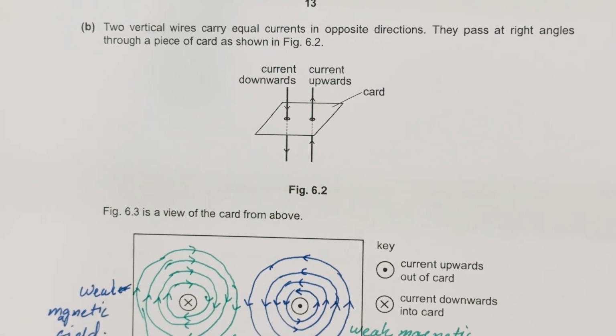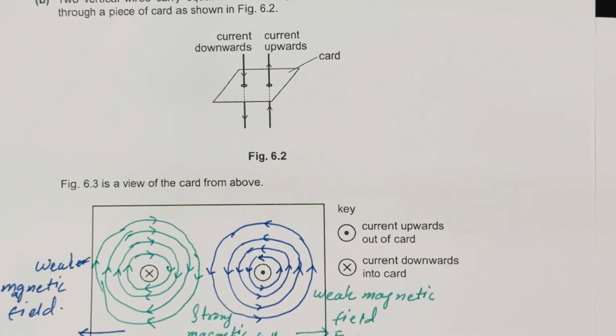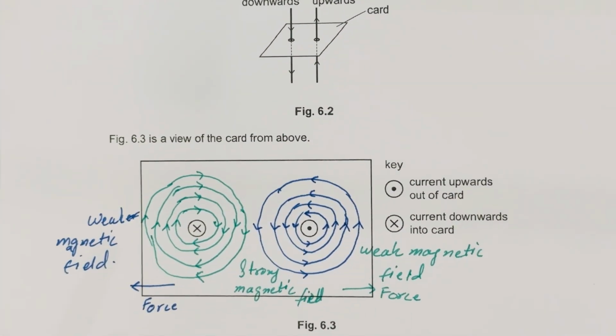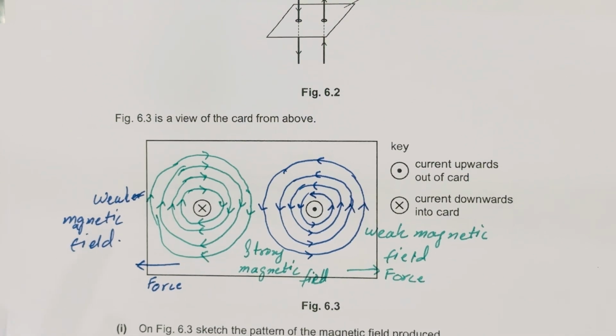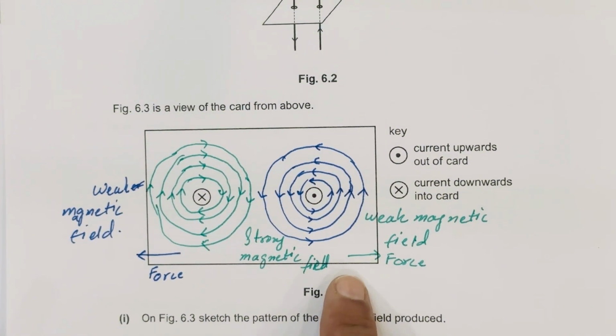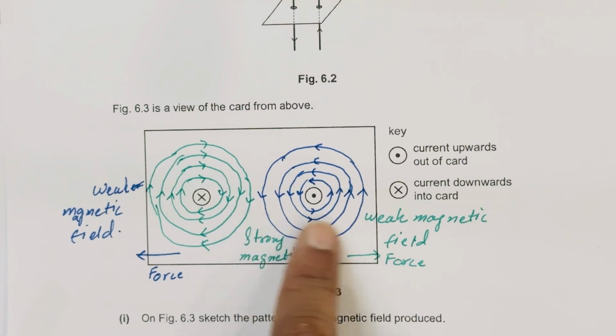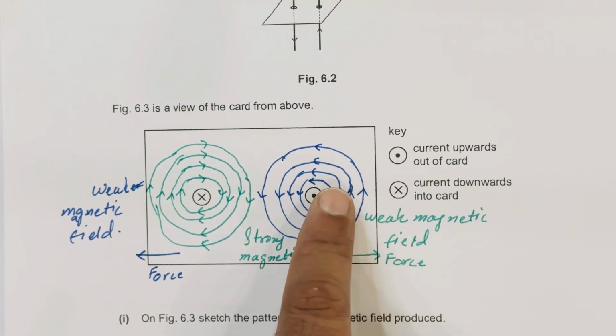They pass it at right angles through a piece of card as shown in the figure. Current downwards and current upward, that is the card. Figure 6.3 is a view of the card from above. You can see that that is a dot and that is a cross, and we can see that over here the magnetic field is strong and over here the magnetic force is weak.